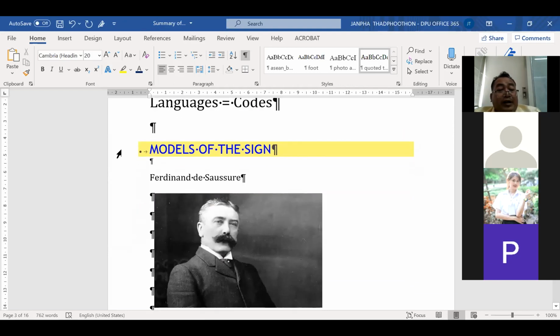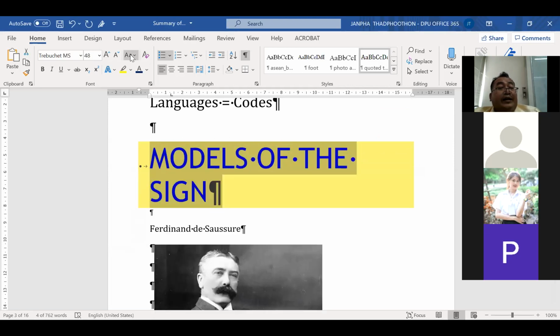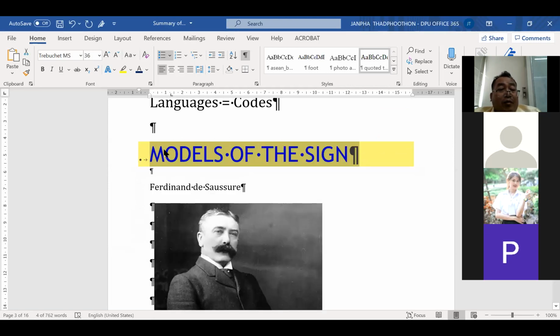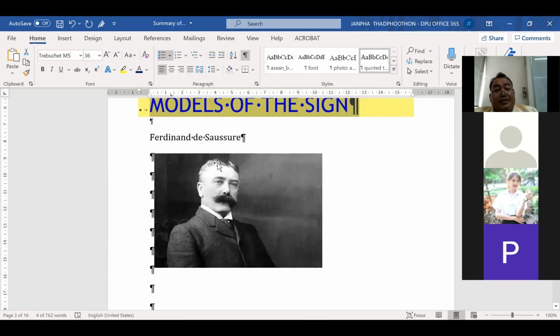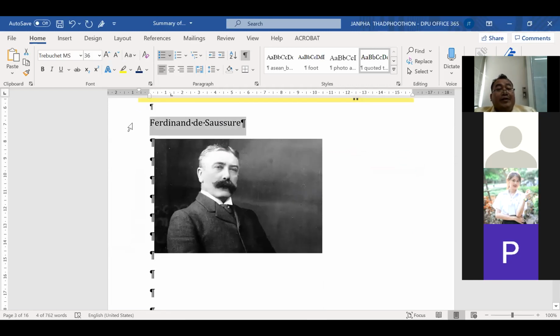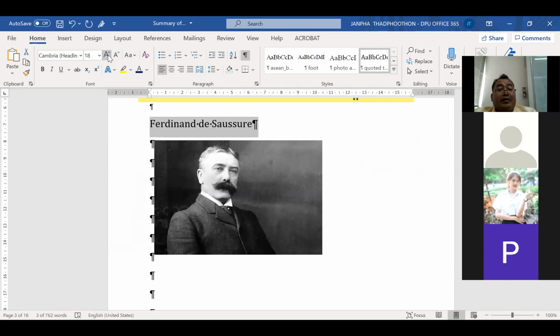Now, another topic that you should be looking at is the models of the sign. And you should remember two names, Ferdinand de Saussure.